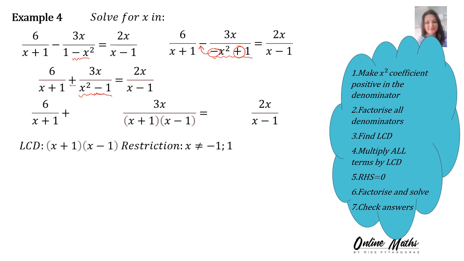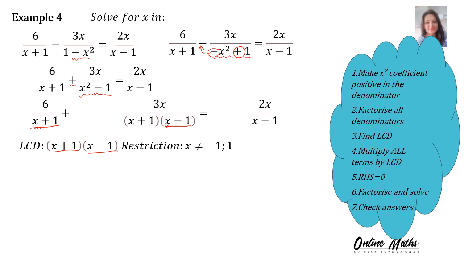So the restrictions, by now you can see, will be negative 1, and on x minus 1, the restriction will be positive 1. And then the LCD: you go to the first term, you write down whatever you find there, x plus 1. On the second term, there's already x plus 1, but we also need x minus 1. On the right-hand side there's x minus 1, which is already represented in the LCD. So therefore your LCD is (x plus 1)(x minus 1).